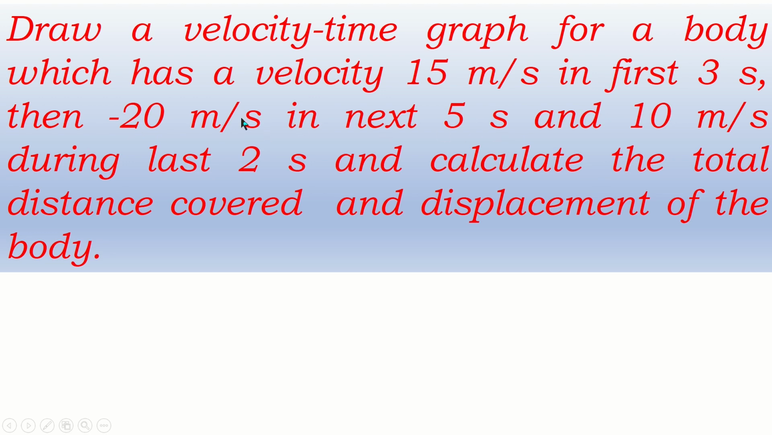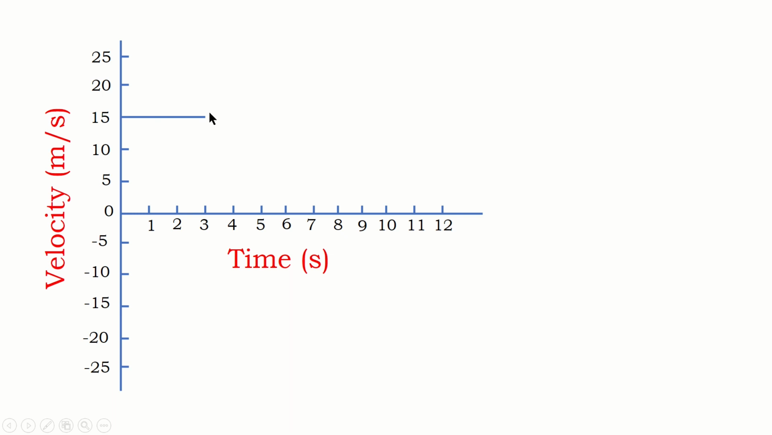Now the next information: then minus 20 meter per second in the next 5 seconds. Now velocity has changed. It is minus 20, which means we have to go to this value. It will be better to represent this by a dotted line. Actually this dotted line doesn't represent the graph. Just to go up to 20 meter per second I have drawn this dotted line. Now the body moves from the 3rd second to the 8th second, 1 2 3 4 5, for 5 seconds with a velocity of minus 20 meter per second. It is represented by a straight line.